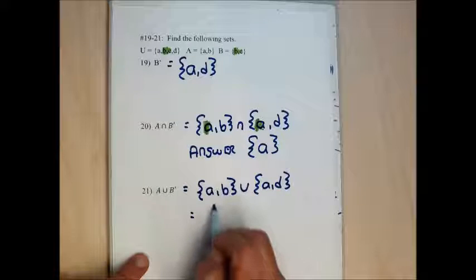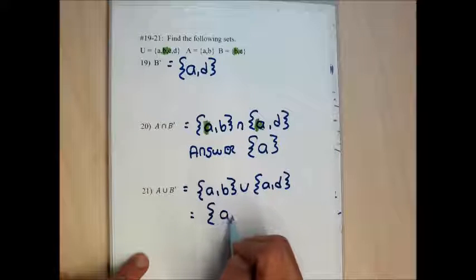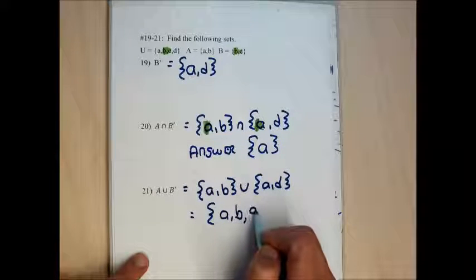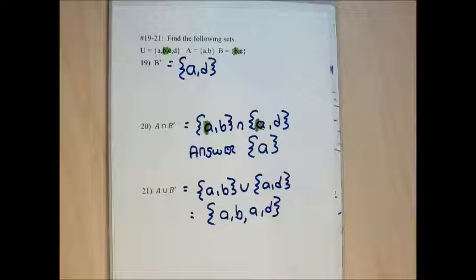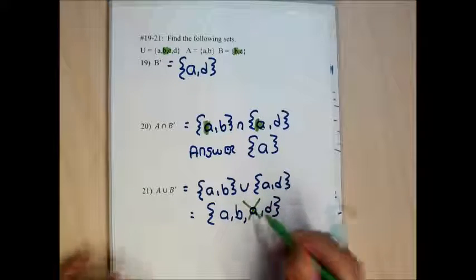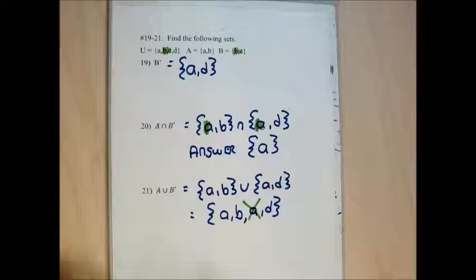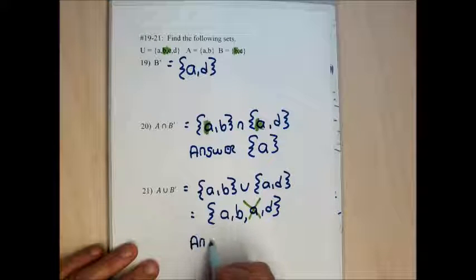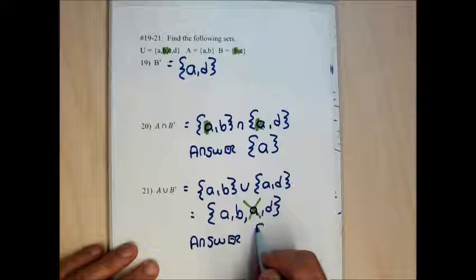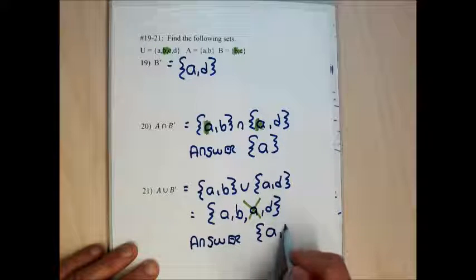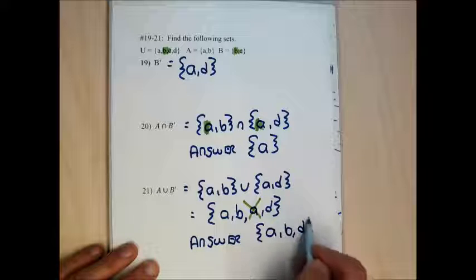When I union two sets, I take all the elements in the first set and all the elements in the second set. I write them together in a big set. And then I look to see if there's any duplication, because every element only needs to be listed once. I have two A's listed. I only need to have one A listed in my final answer. My final answer as to what the set A union B complement is going to be the set containing the letters A, B, and D.